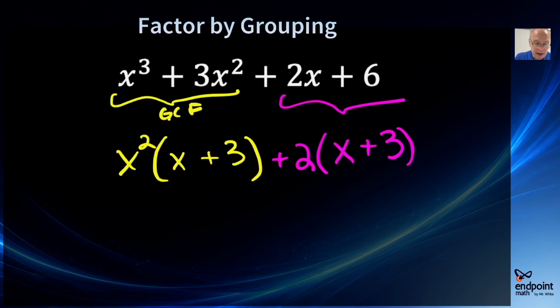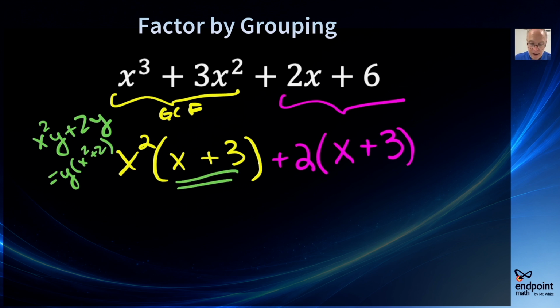Now off to the side here, if I had x squared y plus 2y, what would you do with that problem? What would the GCF be? Well, you would factor out the common y, and then you'd have x squared plus 2 left over. I'm going to do the same thing here. They have this number that is 3 more than x in common, x plus 3.